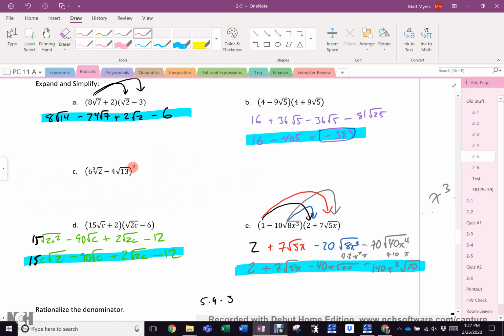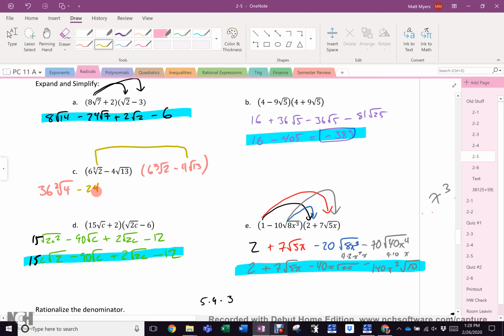All right. So, of course, since it's squared, that means we need two of them, right? 6 cube root 2 minus 4 root 13, yes? So it's just FOIL. 6 cube root 2 times 6 cube root 2 is 36 cube root 4. Are you good with that one? All right, that's our first. Now we go to our outside. What's 6 times 4?